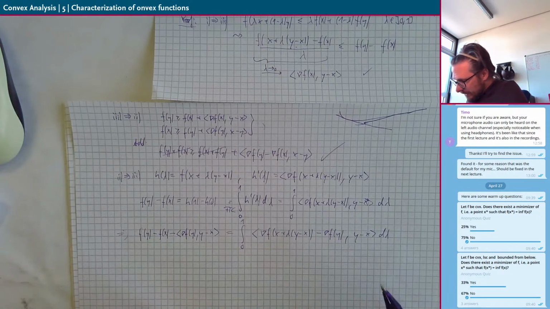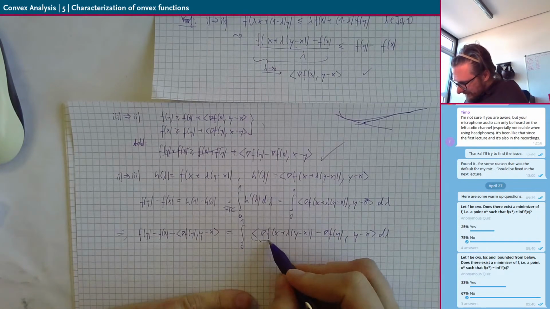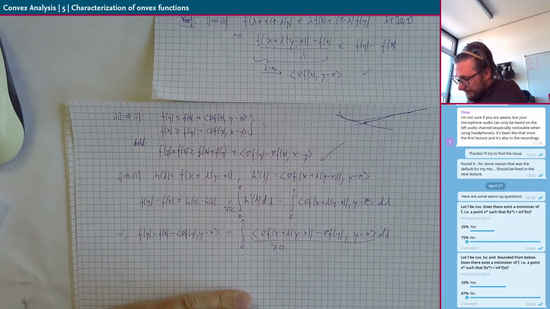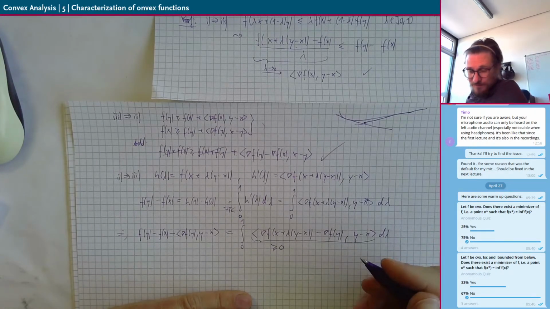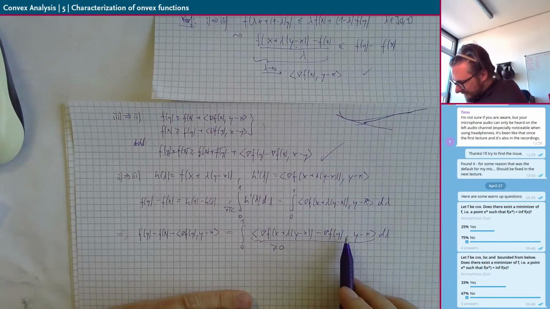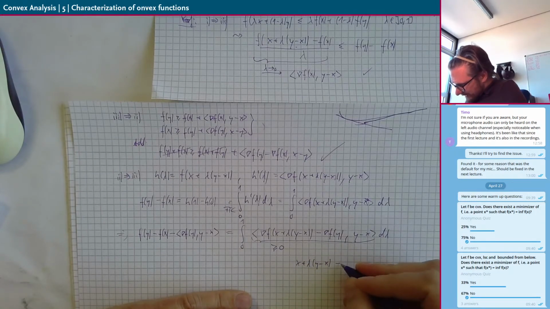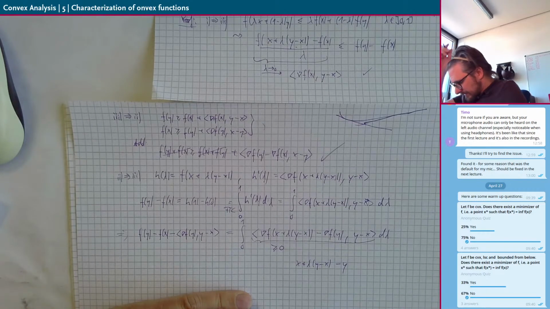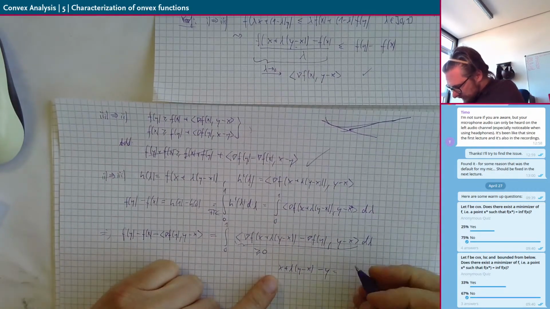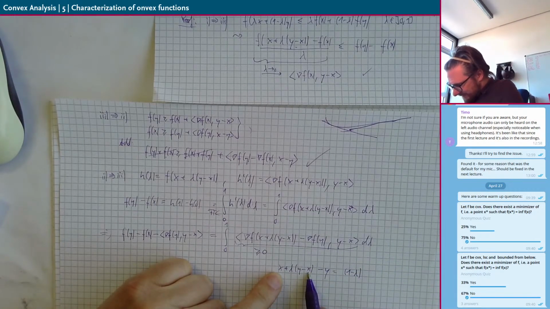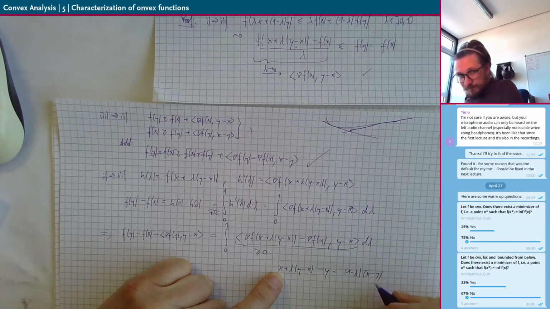Okay, now the thing is that this here is actually larger or equal to 0 by monotonicity. You have 2 says monotonicity of the gradient, and if you see the difference of these two things, x plus lambda y minus x minus y, this is equal to, how do you say, this is 1 minus lambda times x minus y, actually.